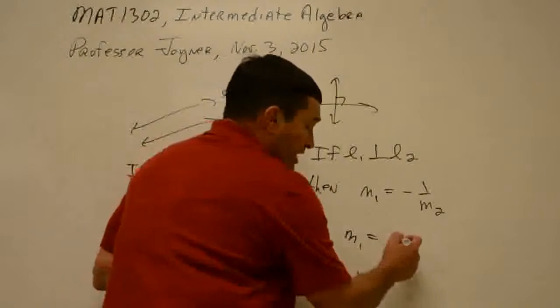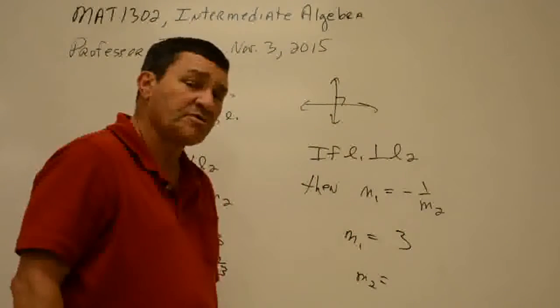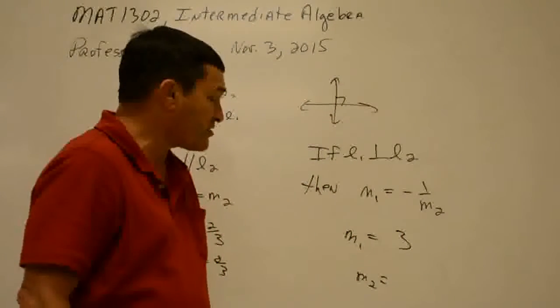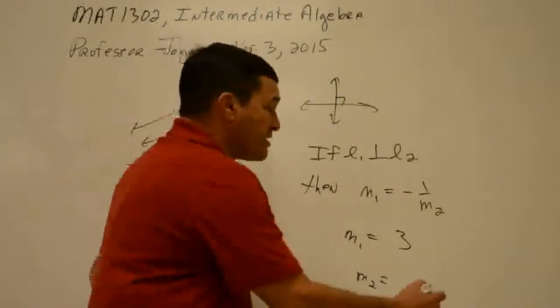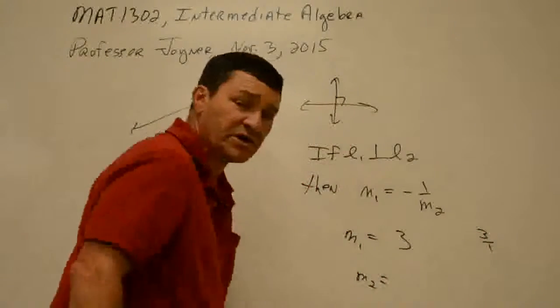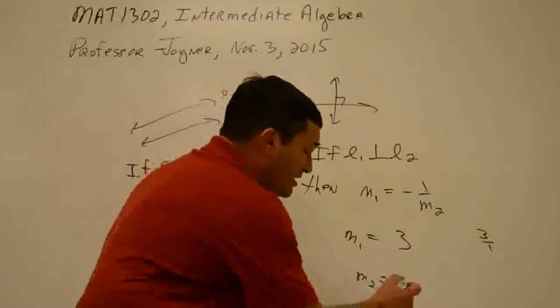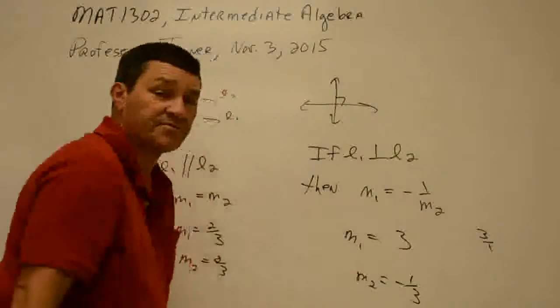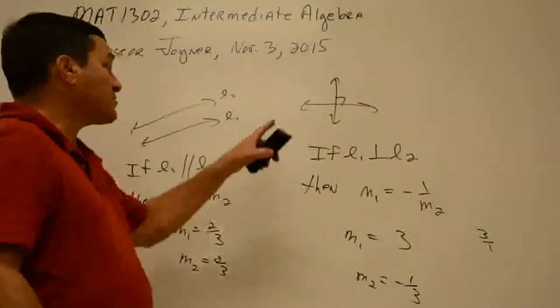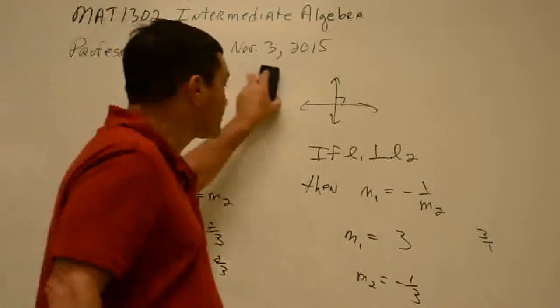What if the slope of one line is 3? What would the slope of a line that's perpendicular to that be? Well, think of 3 as being a fraction, 3/1. What do you get if you flip that upside down and change the sign? Negative 1/3. So let's do some problems using these two properties.